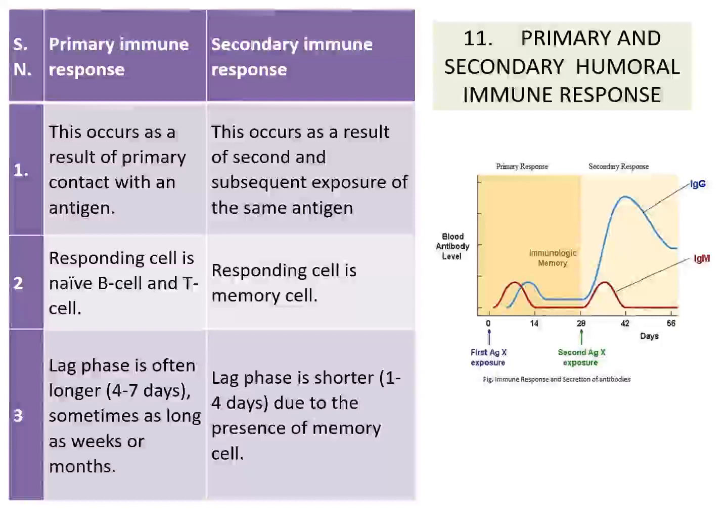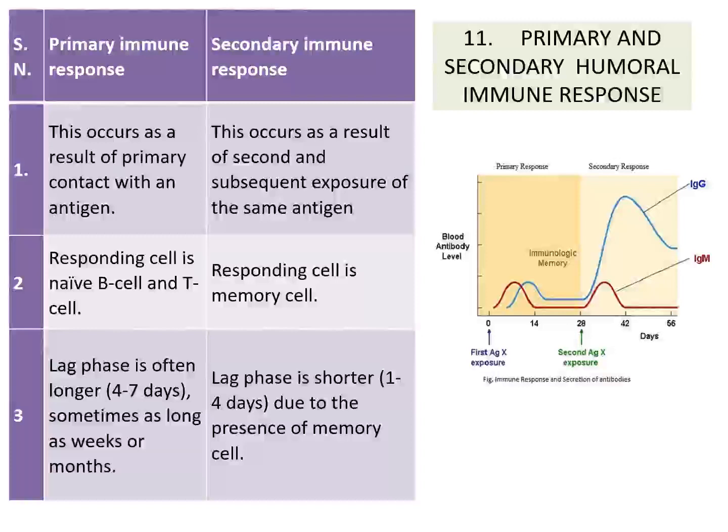Next and very important term in immunology is primary and secondary humoral immune response. Now, the difference between primary and secondary humoral immune response is important. As you all know, primary immune response occurs as a result of primary contact with the antigen, whereas secondary immune response occurs as a result of second and subsequent exposure to the same antigen after the first.